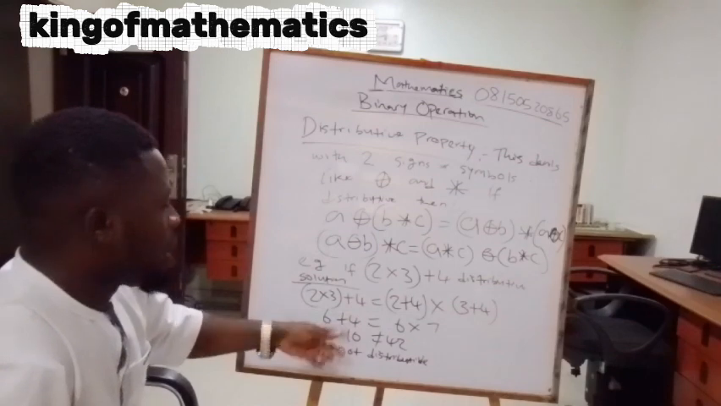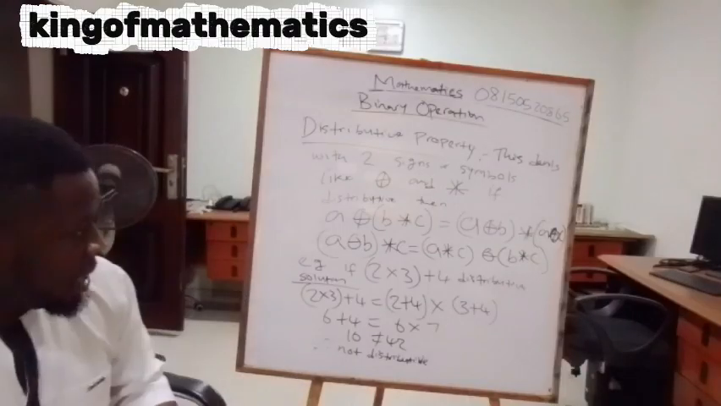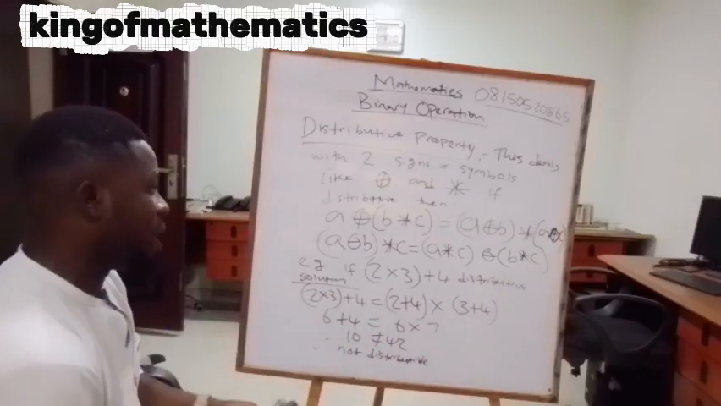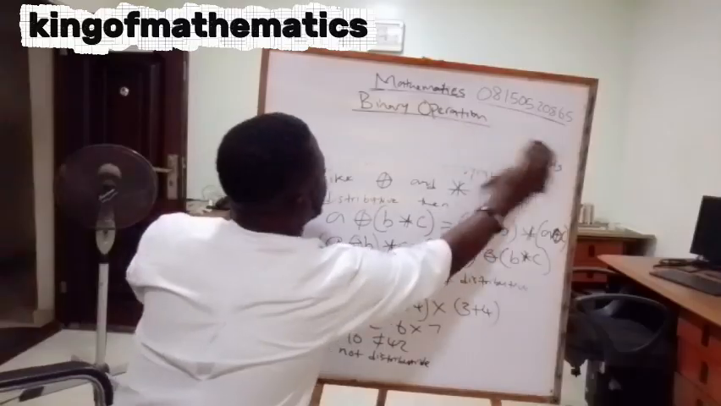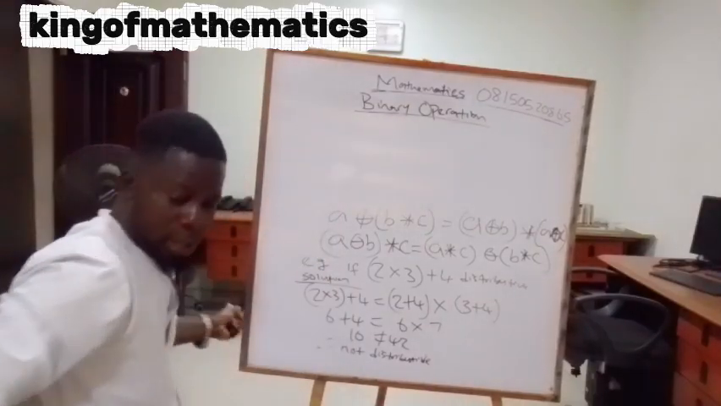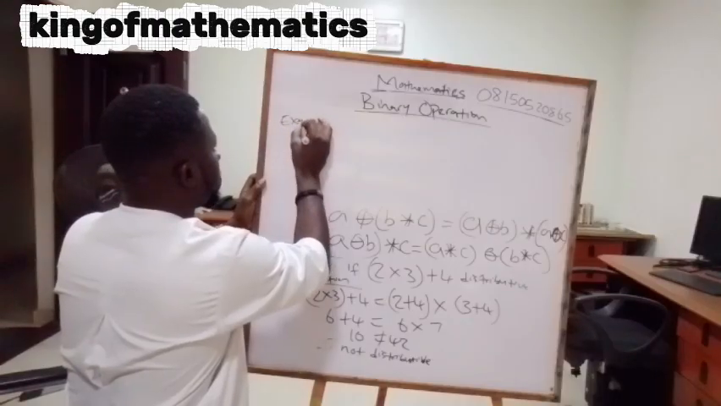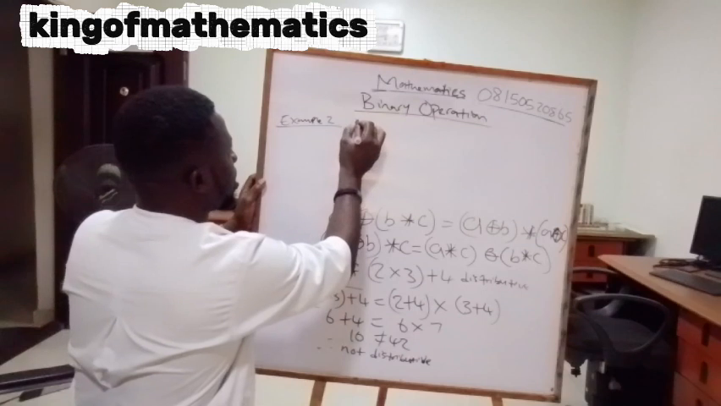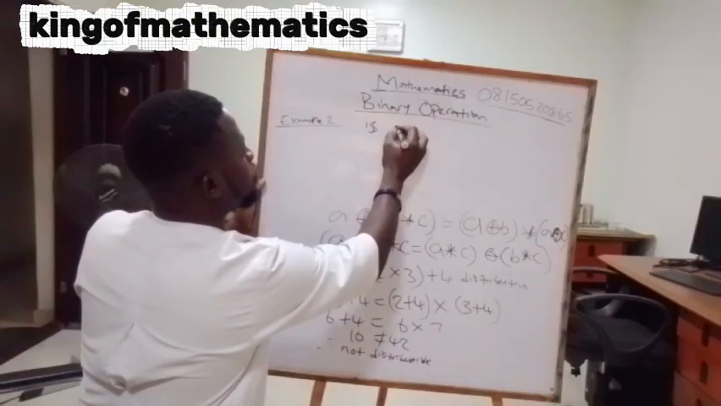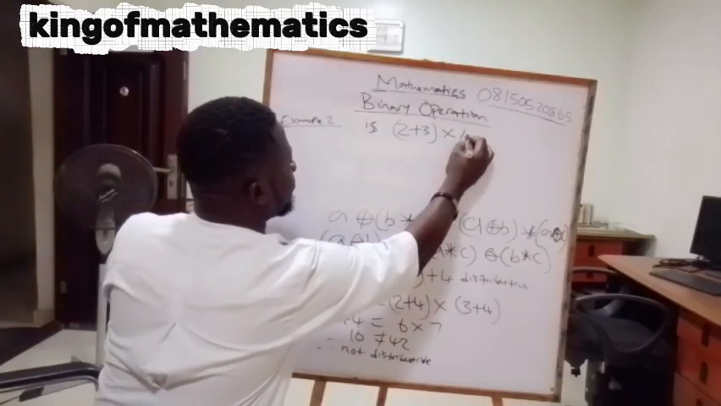But there are instances. Now, let's change it vice versa. Instead of having multiplication inside, let's have it outside. Let's check it like that and see whether it's going to work out. So example 2. Is 2 plus 3 times 4 distributive?